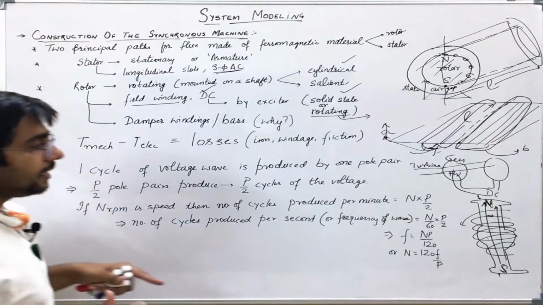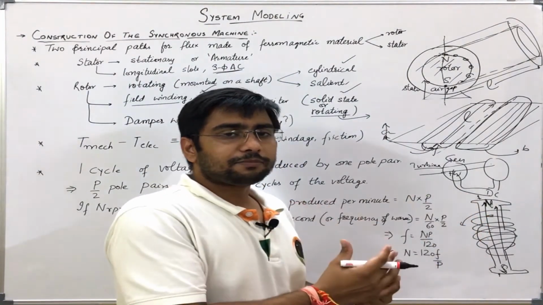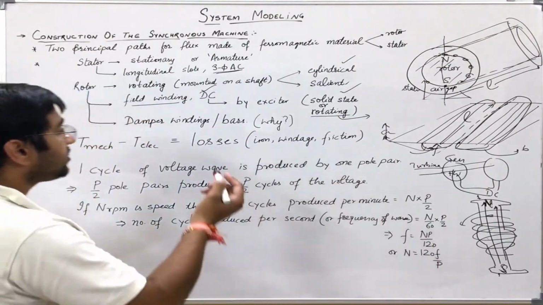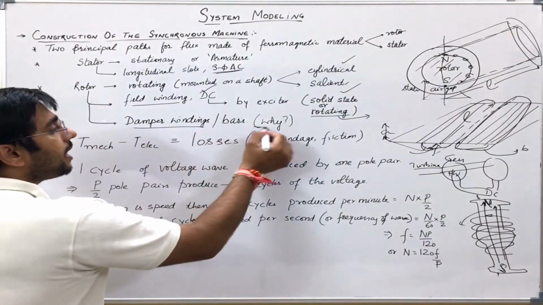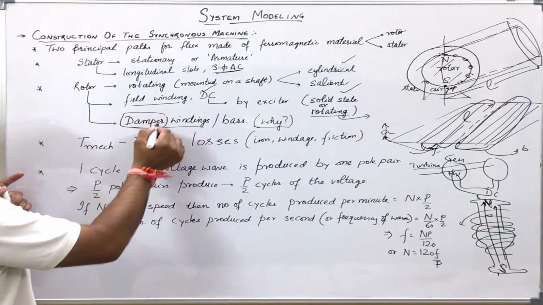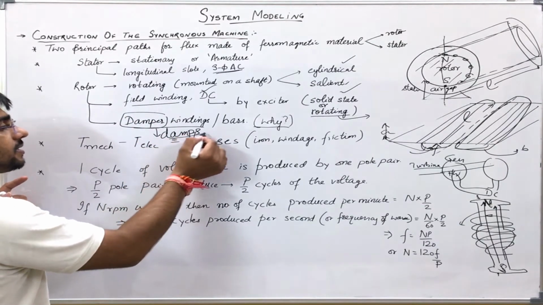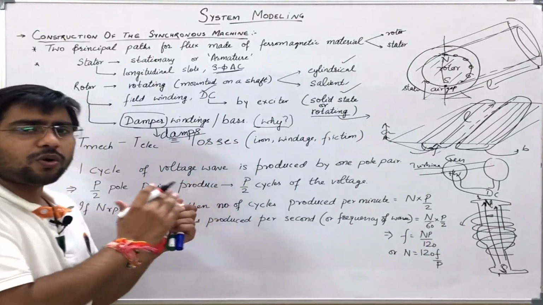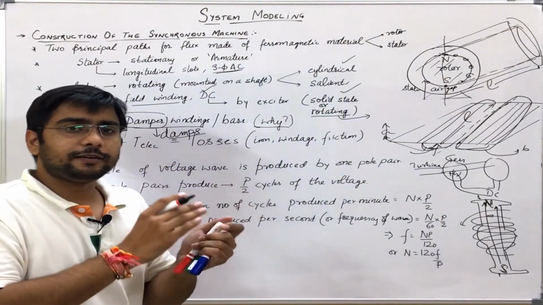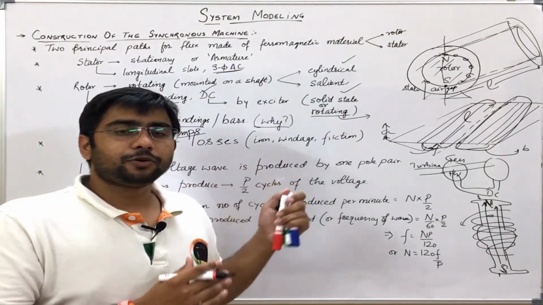Now one more thing, usually in salient pole generators there are something called damper winding or damper bars. What is the use of those damper windings or damper bars? As the name suggests, damper means it damps something. That is, it tries to gradually reduce or die out the various vibrations which are present in the machine due to some transients.